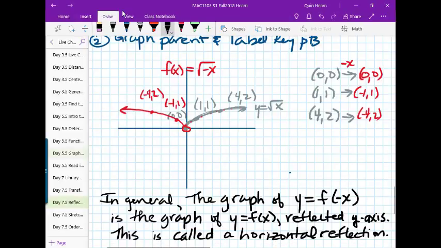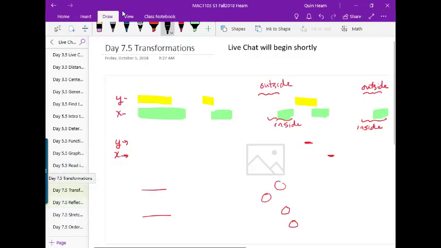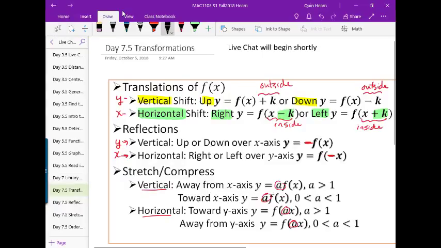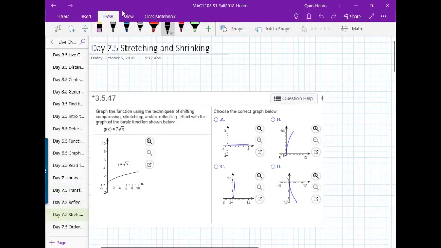All right, so going back to our list of transformations then. The first day of class we did vertical shift and horizontal shift. Now we've done vertical and horizontal reflections. And then the next topic is going to be stretching and compressing. We're going to have a vertical stretch and a vertical compress, and then we'll have horizontal stretch and compress as well. So let's take a look at that.